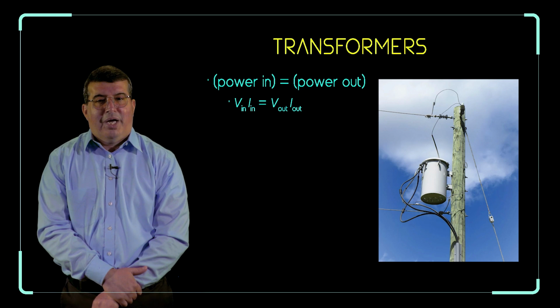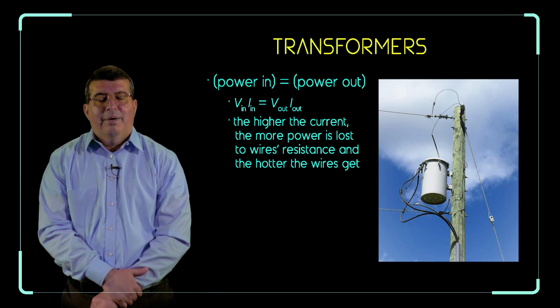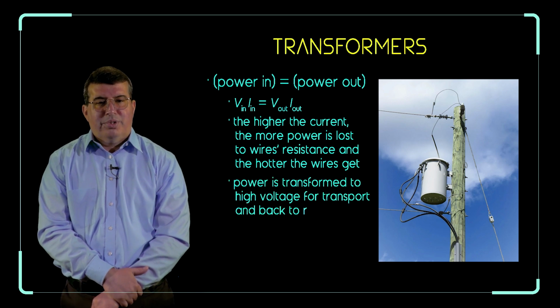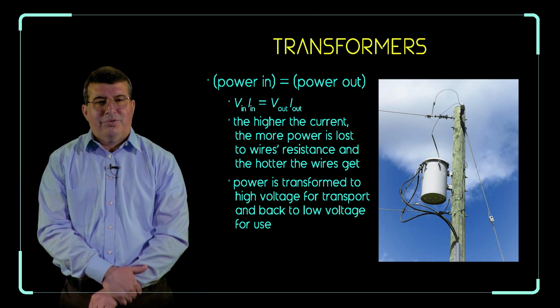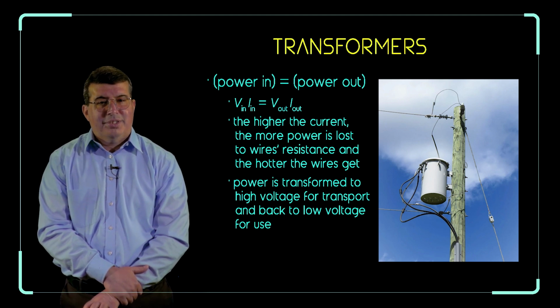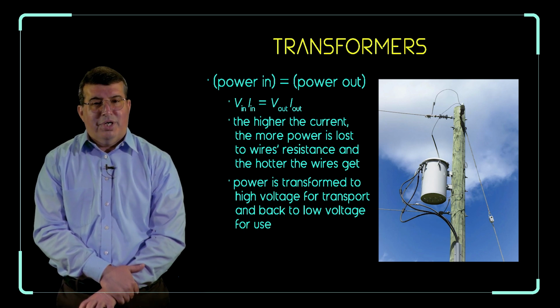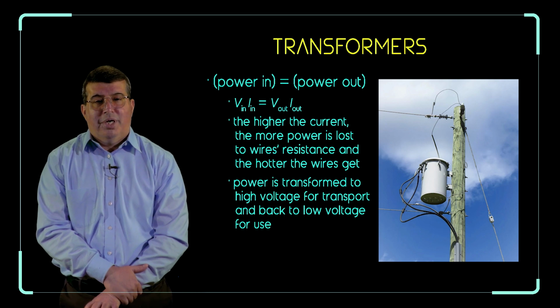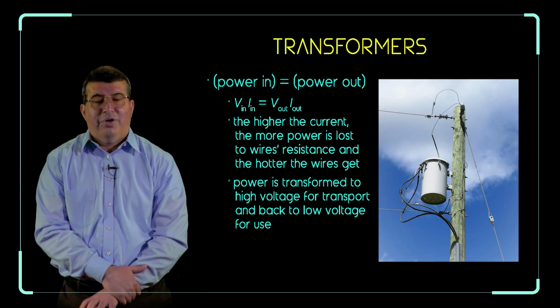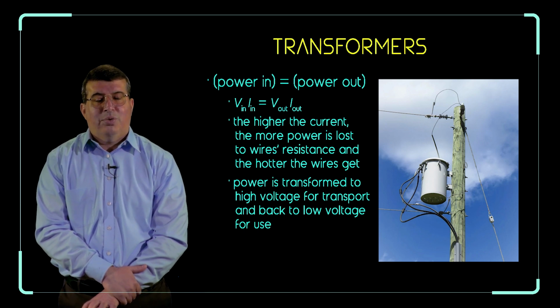So, what does this mean? The higher the current, the more power is lost to the wire's resistance, and the hotter the wires get. The power is transformed for transport to a high voltage. So when the electric company wants to transport electricity, they transport it at a very high voltage. If voltage times current is a constant, then high voltage means low current. So they will transform the voltage of the power that they supply to a very high voltage, 100,000 or more volts. Very, very high voltage, but that means that they can transport that electricity at very low current, which means that less energy is lost in the wires for transport.